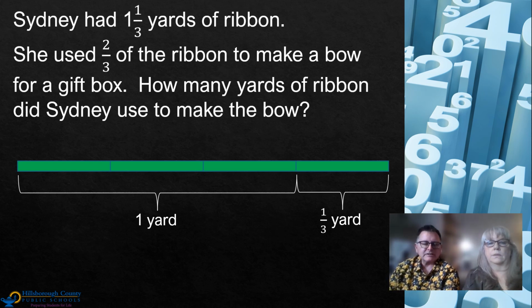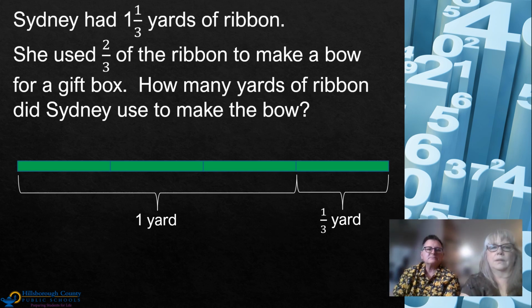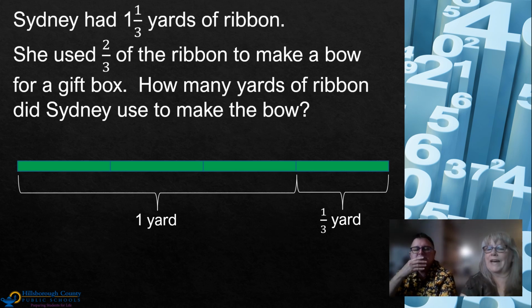Taking a look at this problem, you probably have modeled potentially with fraction bars or Cuisenaire rods, or drew a picture of what Sydney started with. She has one whole yard and then 1/3 of another yard to show that 1 whole and 1/3 yards of ribbon. She's beginning with that, because that's what we're starting with in the problem. That's what she has, and we're going to be finding 2/3 of what she has. So we are trying to find 2/3 of the entire length of ribbon.